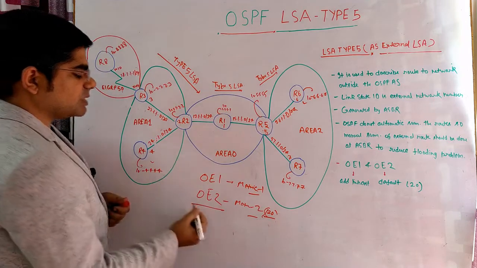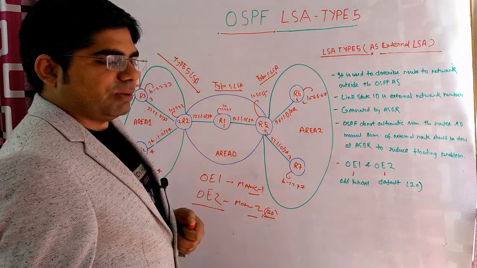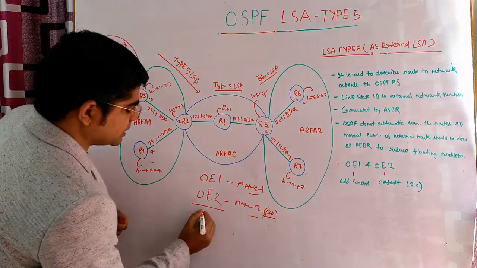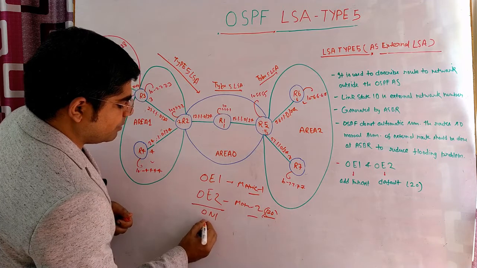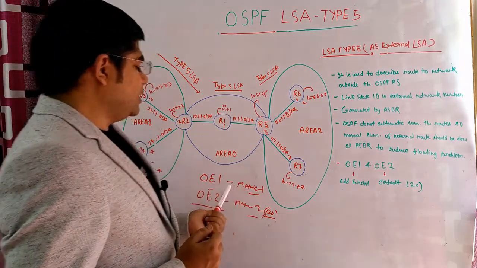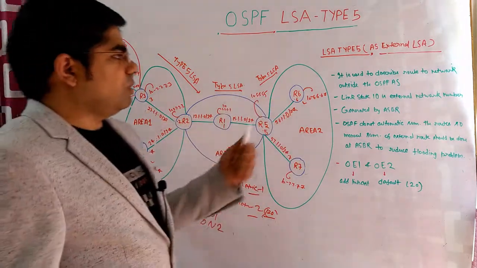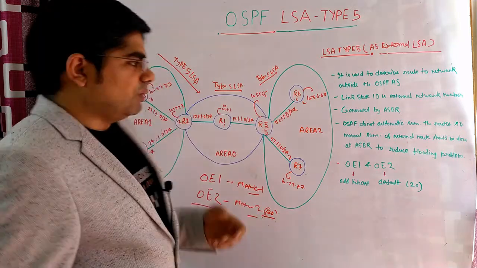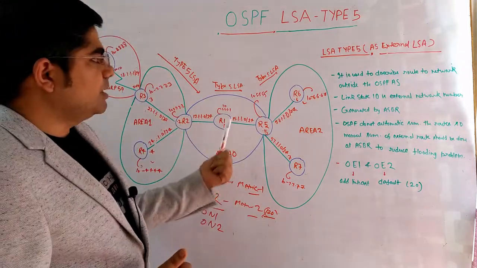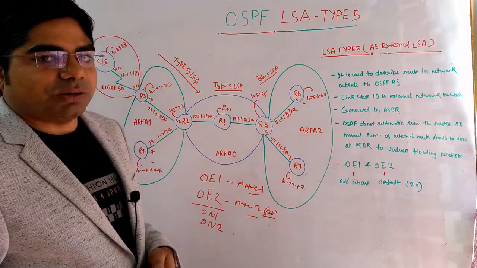Similarly, if it is an NSSA area, which we will discuss in an upcoming video along with type 7 LSA, then you will get ON1 or ON2 routes. So this is the concept of OE1 and OE2, and in this scenario you have seen how LSA type 4 is generated and what is inside it. In the next video we will see LSA type 5 in the lab. So stay in touch and keep watching our videos.